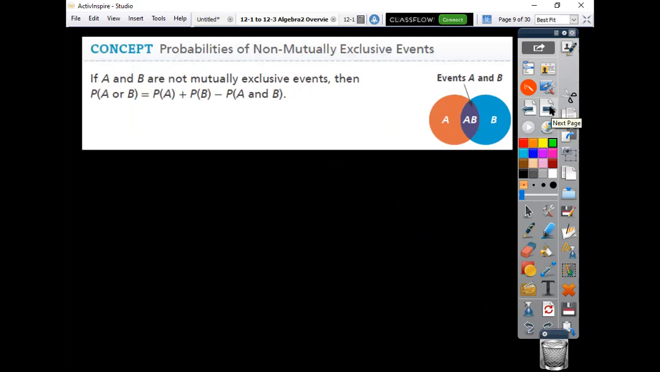So the probability of A minus B, but if you add those, then you counted this in here twice because you counted it once for A and once for B. So that's why you have to subtract one of those out.